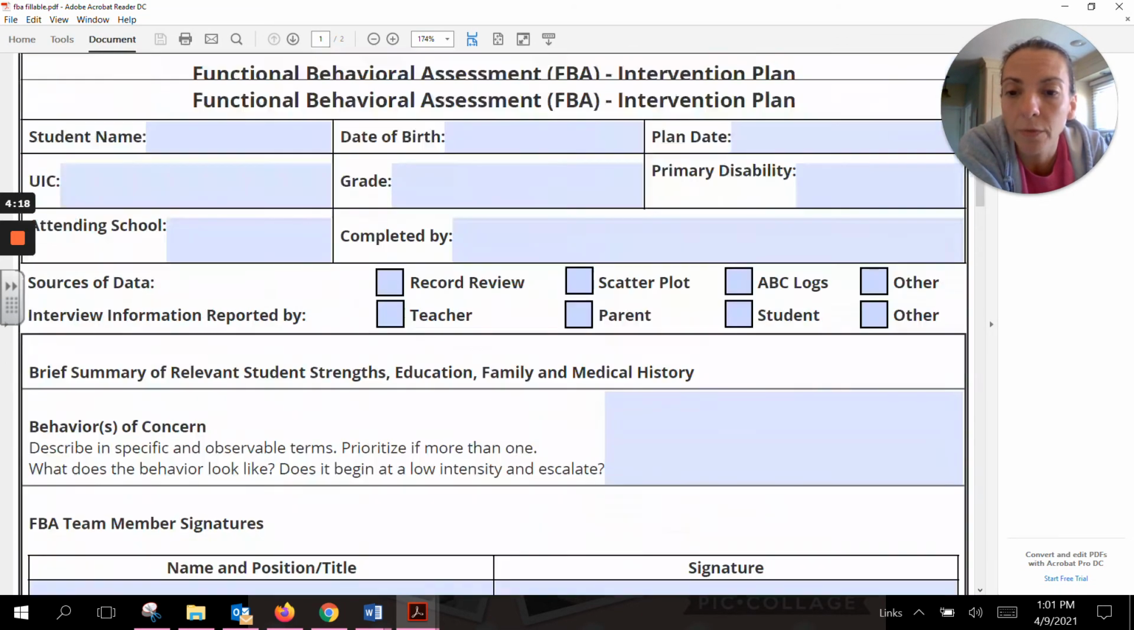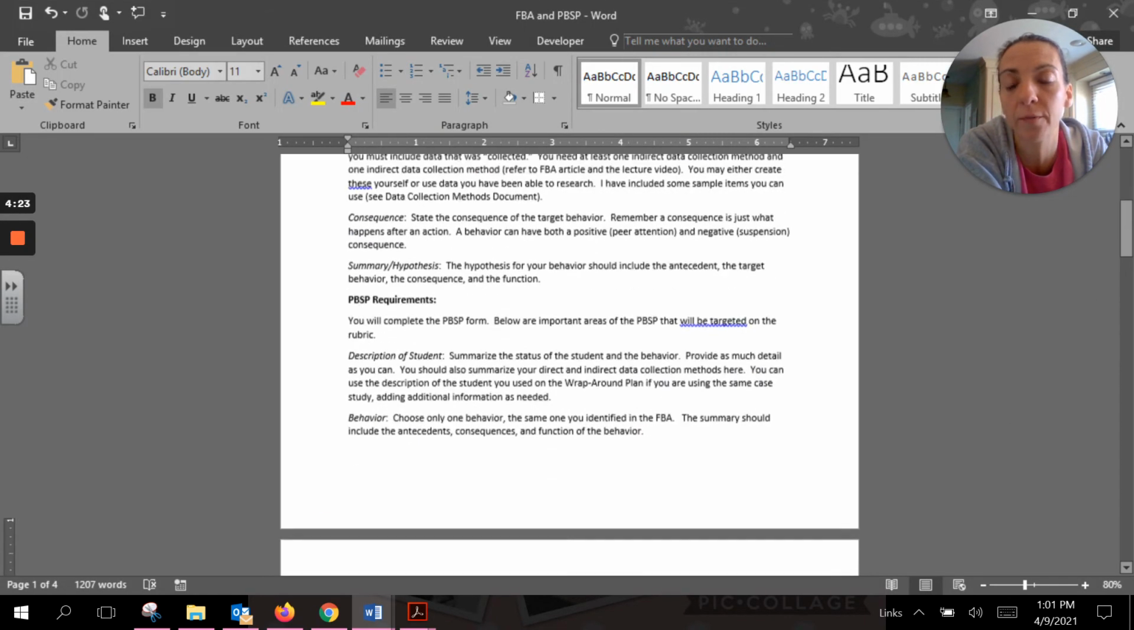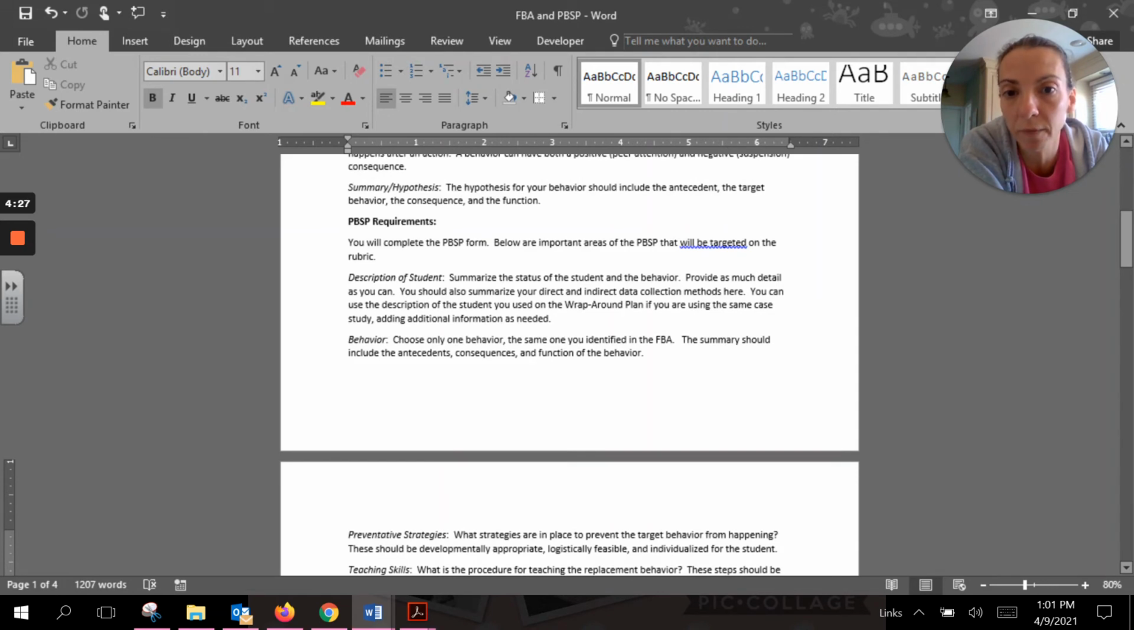So this is going to be worth 50 points. And then you're also going to have the positive behavior support. Again, there are some targeted areas. Description of the student: you're going to summarize the status of the student and the behavior, providing as much detail as you can. Here you should also summarize the direct and indirect data collection methods.